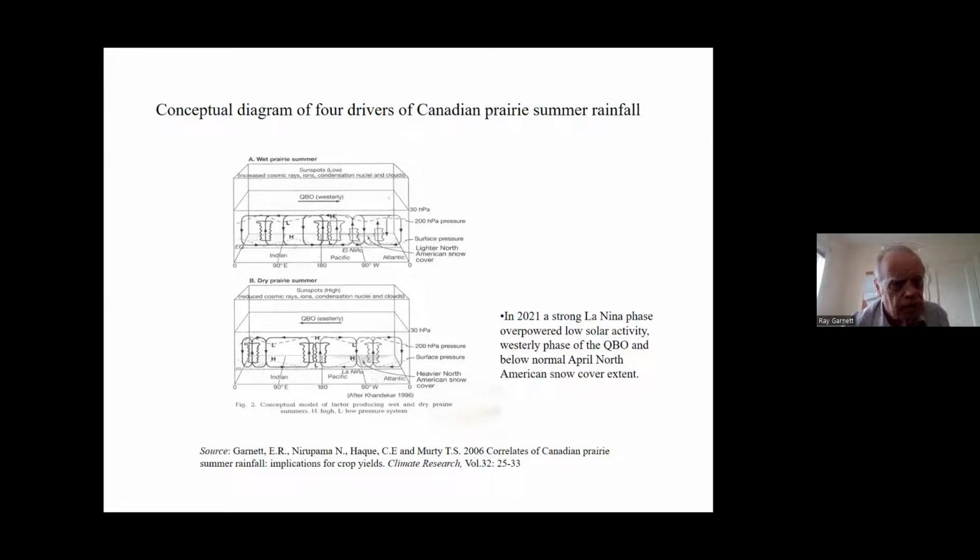So in 2021, La Nina definitely overpowered the whole situation, overpowered actually low solar activity, a westerly phase of the QBO, and below normal snow. So it was exceptional in that it overpowered the other three. And usually they work in unison to some degree, but not in 2021. Next slide.